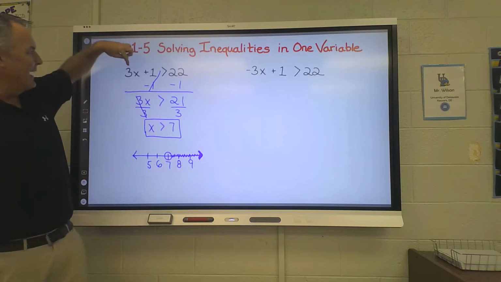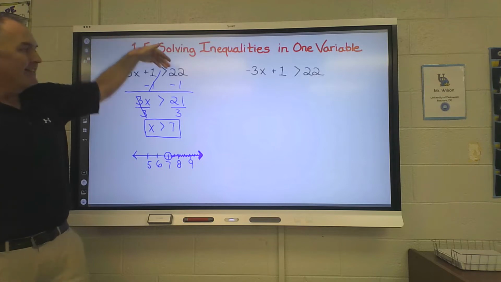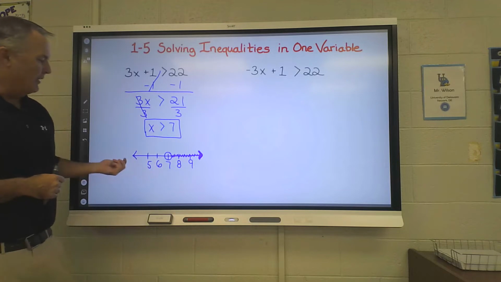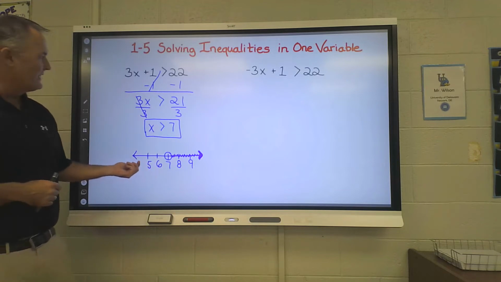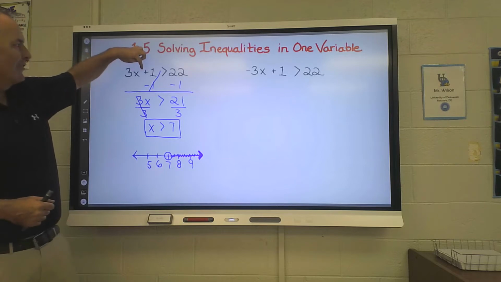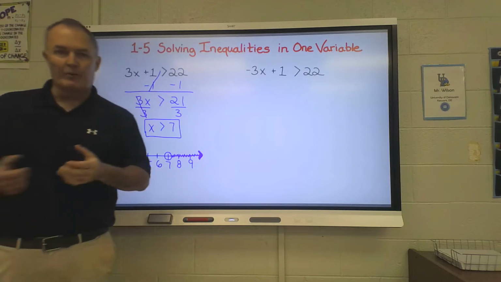Like if I plug 9 back in here, 3 times 9 is 27. All right, plus 1 is 28. Is 28 still greater than 22? Absolutely. I can't plug in certain numbers because then it would make it a false statement. Like if I plug 5 in, 3 times 5 is 15, plus 1 is only 16, and we know 16 is not greater than 22, so it wouldn't work.